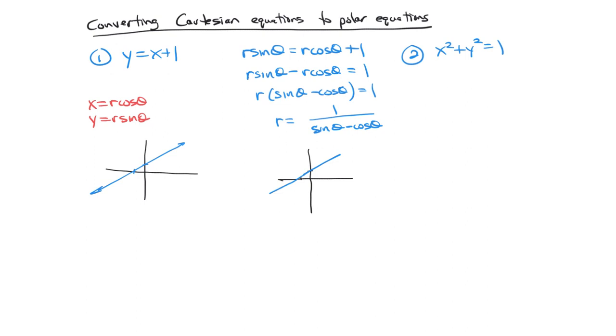So x is r cosine theta. We have to square that. y is r sine theta, so we square that. That gets 1.